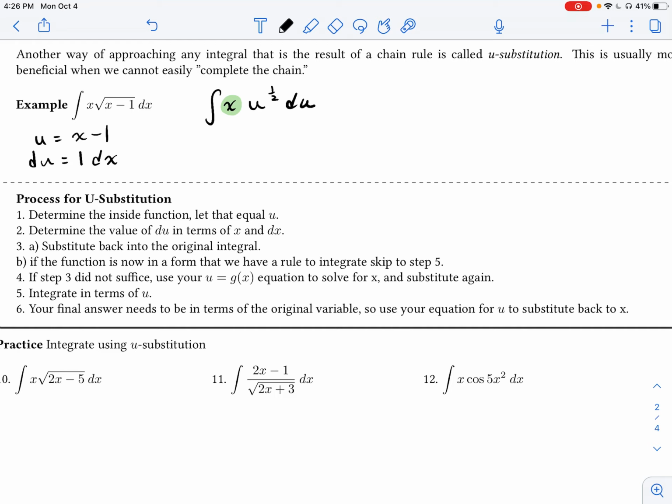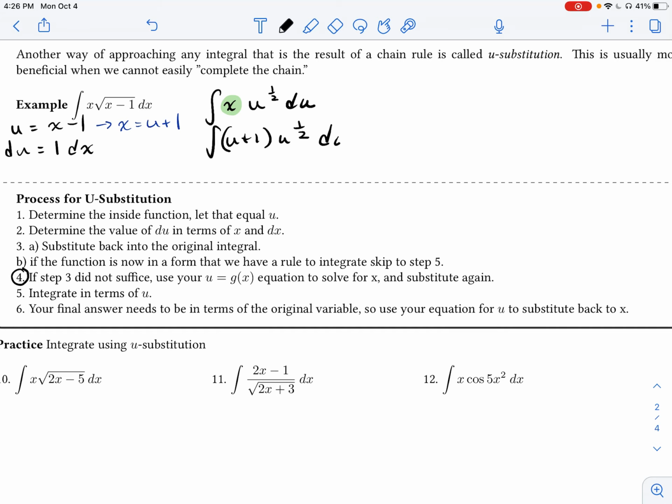So this is where I am going to jump to step number 4. If this is not in a form that we have a rule for integrating, we're now going to need to redefine x in terms of u. So going back to this now, move this over here. I'm going to say, okay, well, if u is equal to x minus 1, that means that x is equal to u plus 1. And what this does is it allows me to rewrite x in terms of u. So now I can say the integral of u plus 1 times u to the 1/2 du.